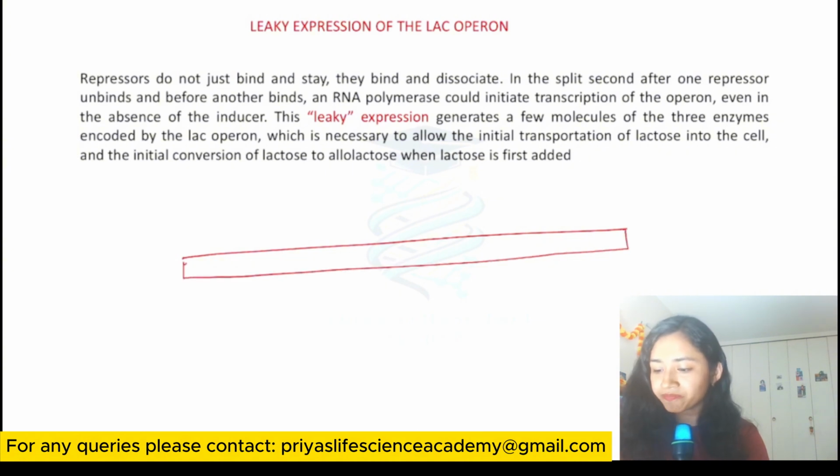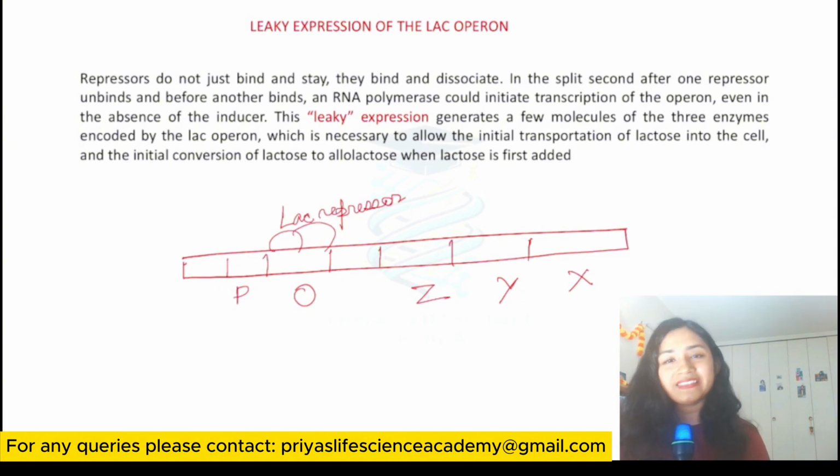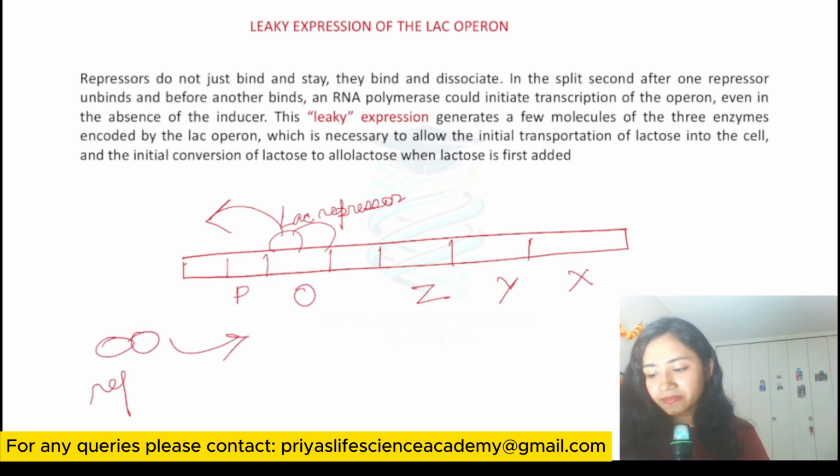This is our operon. This is the promoter region, this is the operator region, and these are the three structural genes. I hope you remember Z, Y and X. So in the operator region we know Lac repressor binds. Okay, this is Lac repressor. But what is the case? These repressors do not just bind and stay, they dissociate also. And when they dissociate, at that time there is no Lac repressor present. So at that time the operator is free, and before another repressor can bind, the operator region is free from the repressor, then the RNA polymerase can bind easily and can start the transcription.